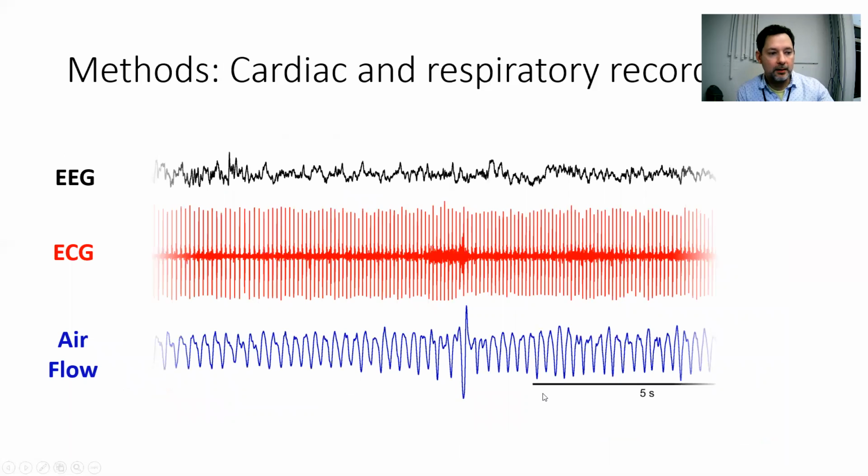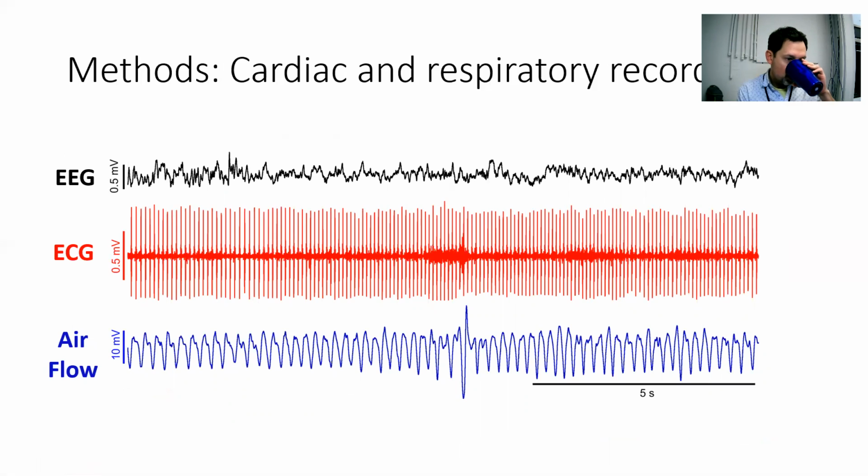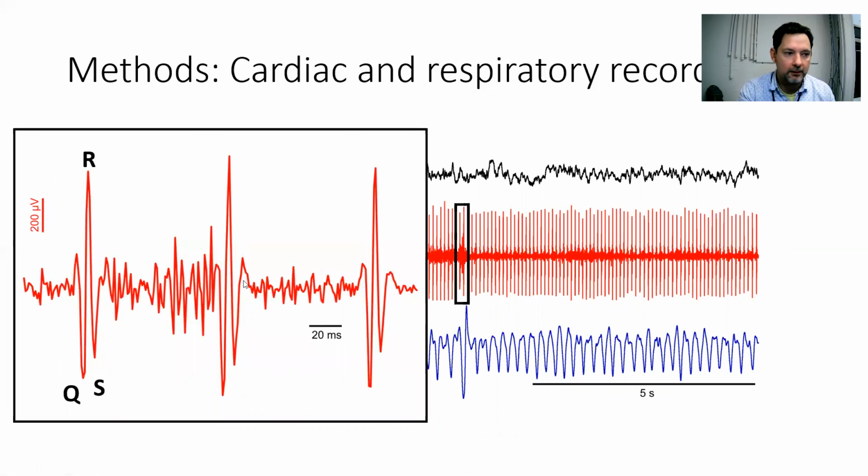So what does that look like? It looks something like this. The red is the ECG. I'm going to keep this color scheme going throughout. Sometimes the position moves a little bit, but it's always the same color. So the ECG is here. These vertical lines represent individual heartbeats. And if we expand it, we can see that these vertical lines are QRS complexes.